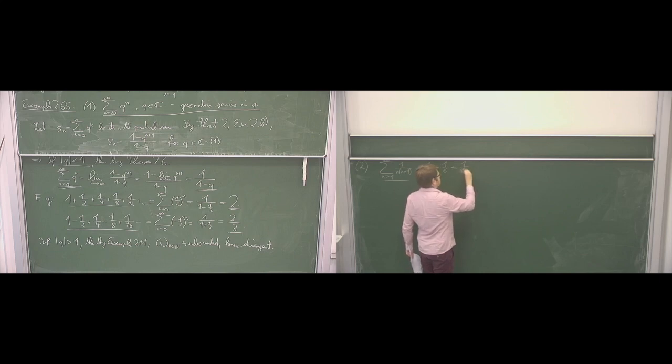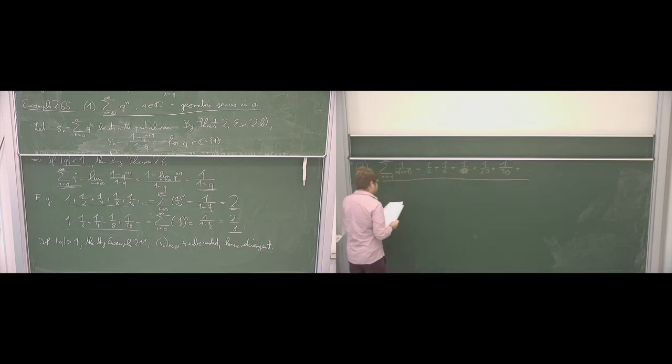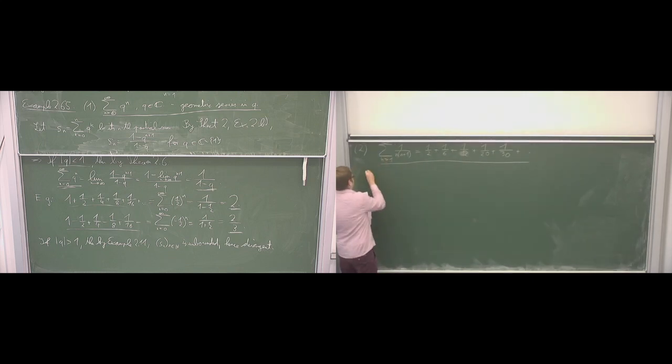3 times 4, which is 12. Then we get 4 times 5, which is 20. Then we get 5 times 6, which is 30, and so on and so on. So we can really do such an infinite sum of fractions that become smaller and smaller. And we will see that this converges, and that we can compute this value as well.